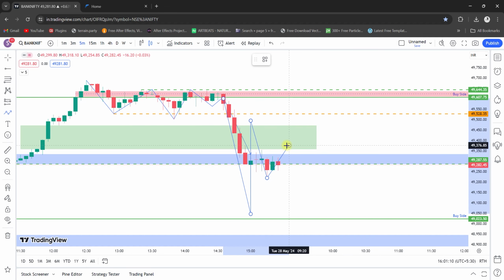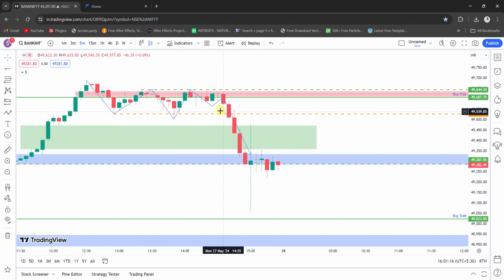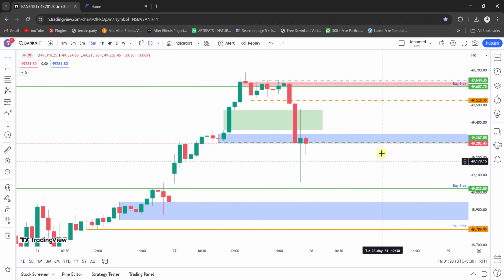Again, what will happen is that it will come down like this, or maybe take out this high and come down like this. So wait for the proper entry. That's what I'm saying. Everywhere there is an imbalance and everything, but our setup is to wait for the proper entry and just trade it.